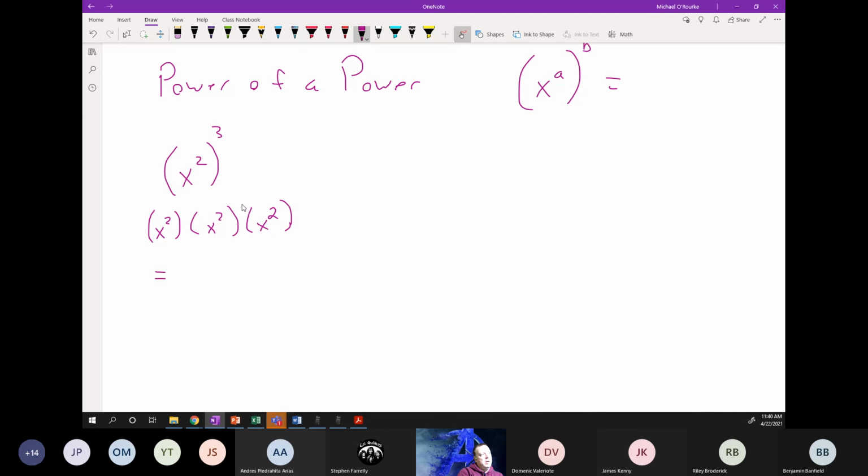And what's the answer for this part here? Can someone write that in chat for me? Riley, it's not a dog. What's the answer for this part here? What's x squared times x squared times x squared? X to the power of what?